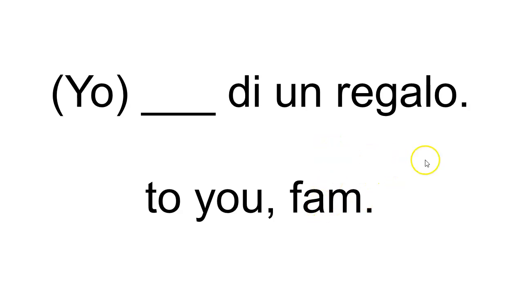The to you familiar is, you got it, te. Yo te di un regalo. Yo te di un regalo. I, and this is Spanish word order, to you gave a gift. I to you gave a gift. So Spanish is not English. It has its own word order. This is normal word order in Spanish. You just have to get used to it and accept it. That's the way it is. So, yo te di un regalo. I gave a gift to you.